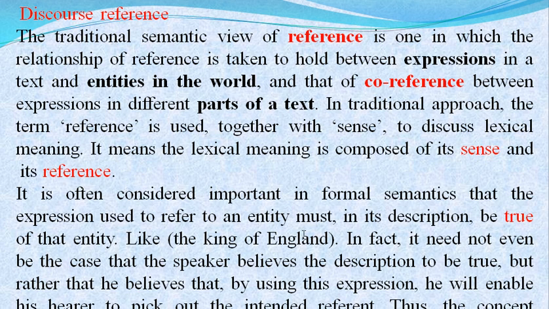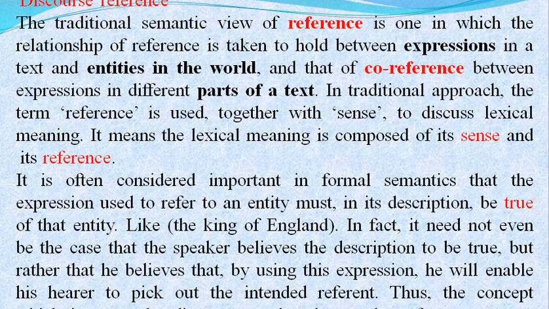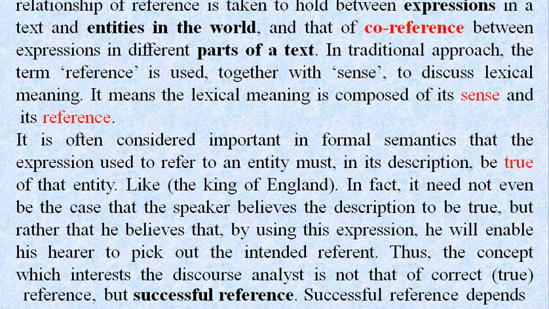It's often considered important in formal semantics that the expression used to refer to an entity must in its description be true of that entity. So when we look for the reference of the entity, that entity should be true first of all. For example, we say the King of England. This expression is true in the world. There is a King of England. So first of all, the expression should be true.